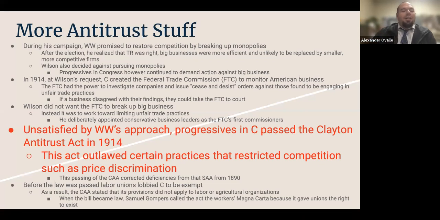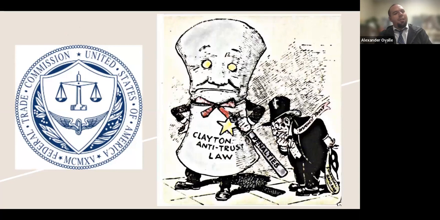Before this law was passed, labor unions began to lobby Congress to be exempt because, again, the Sherman Antitrust Act tried to get rid of unions. So unions wanted to lobby Congress members to let them be exempt. As a result, the Clayton Antitrust Act stated that its provisions did not apply to labor or agricultural organizations. When the bill became law, Samuel Gompers, remember that name, called the act the workers' Magna Carta because it gave unions the right to exist. So here's the FTC, Clayton Antitrust Law.